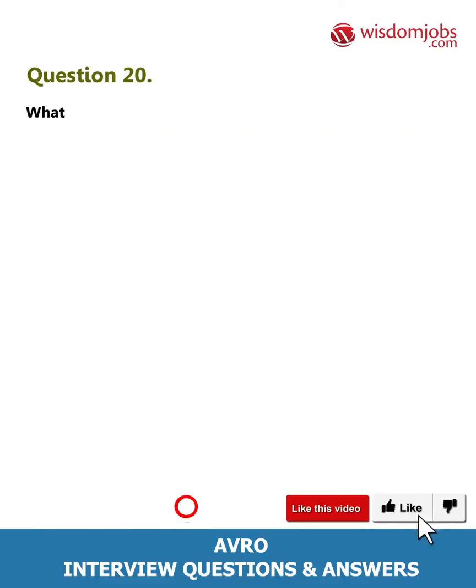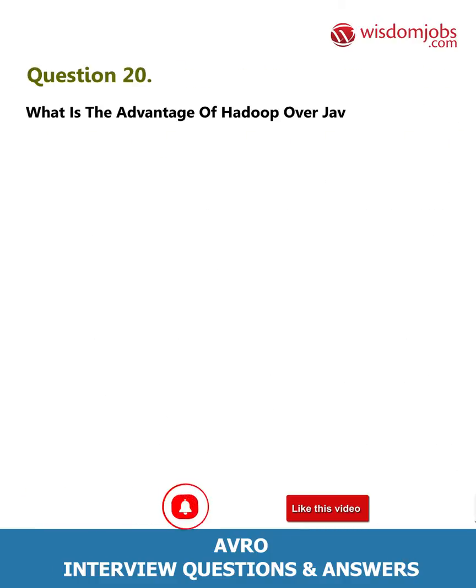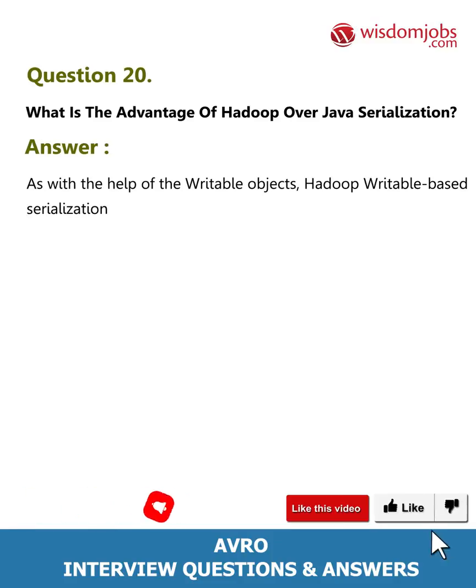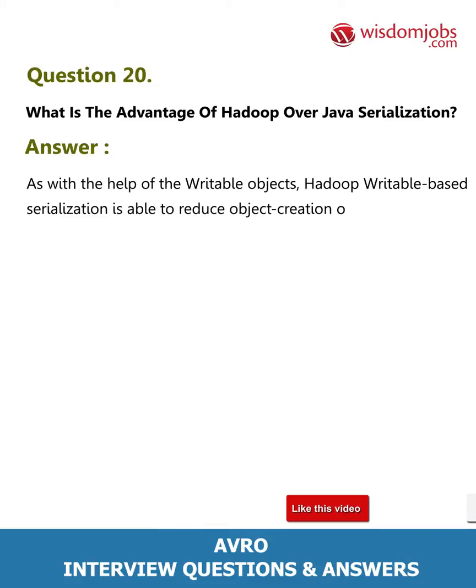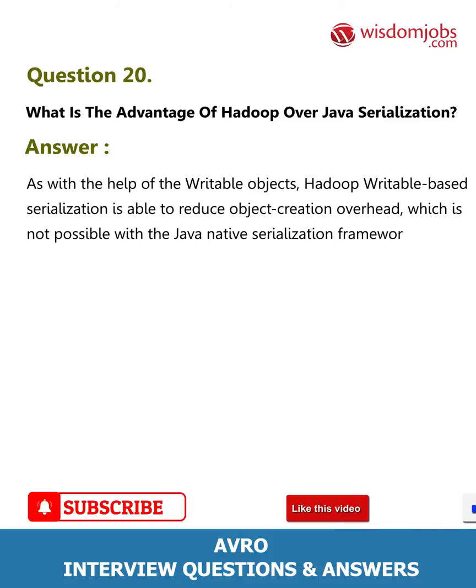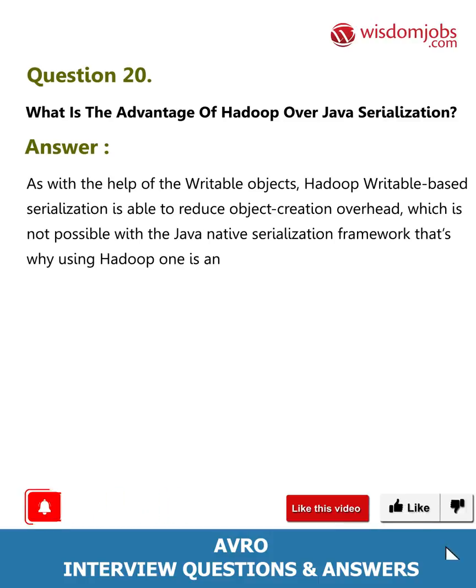Question 20. What is the advantage of Hadoop over Java serialization? Answer. With the help of writable objects, Hadoop writable-based serialization is able to reduce object creation overhead, which is not possible with the Java native serialization framework. That's why using Hadoop is an advantage.